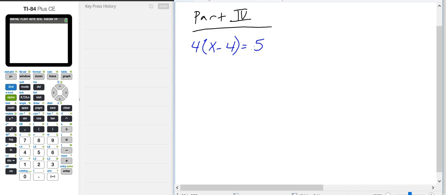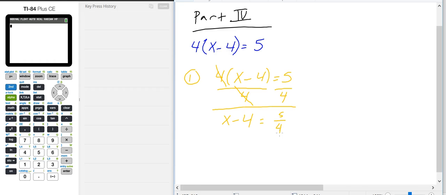Now, there are two ways we could solve it. Let's do it both ways, just to practice. The first way we could solve it is, let's rewrite the question, 4 times x minus 4 is equal to 5. The first way we could solve it is by dividing, since the 4 that's outside the parentheses is being multiplied by everything on the whole left-hand side, we can divide the whole left-hand side by 4. And since we're dividing the left-hand side, we have to divide the right-hand side also. So 4 over 4, these cancel out, and we're left with x minus 4 is equal to 5 over 4.